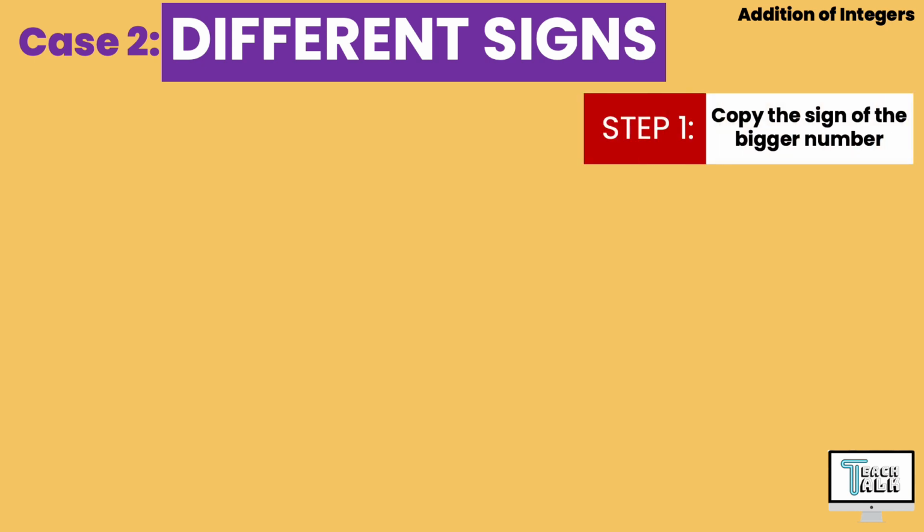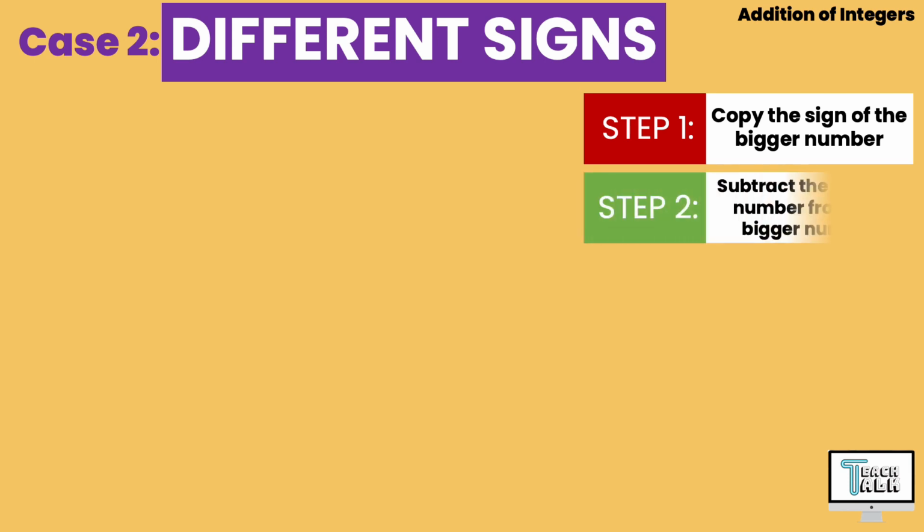First step natin, copy the sign of the bigger number. Actually, dapat dito, copy the sign of the bigger absolute number. So, kunin muna natin yung absolute value ng dalawang numbers. Kung saan dyan yung mas malaki, siya yung ating ikakopy na sign. Step 2 natin, subtract the smaller number from the bigger number. So, yung smaller number, isasubtract natin siya sa bigger number.